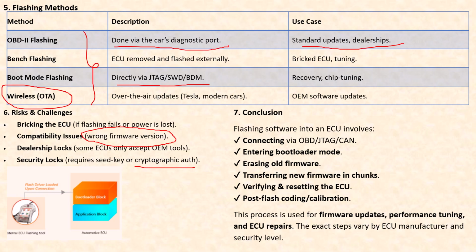Next, in conclusion, flashing the software involves connecting, entering the boot mode loader phase, then erasing the old firmware. Next is transferring new firmware in chunks, verifying the ECU, and post flash coding and calibration. Now, this is how exactly any software is flashed into any ECU. Now we will see elaborately how ADAS software is flashed into the ADAS ECU.